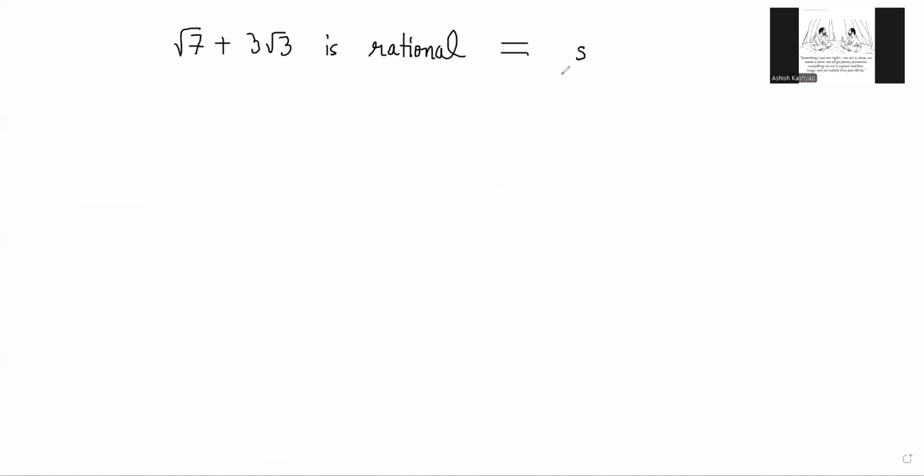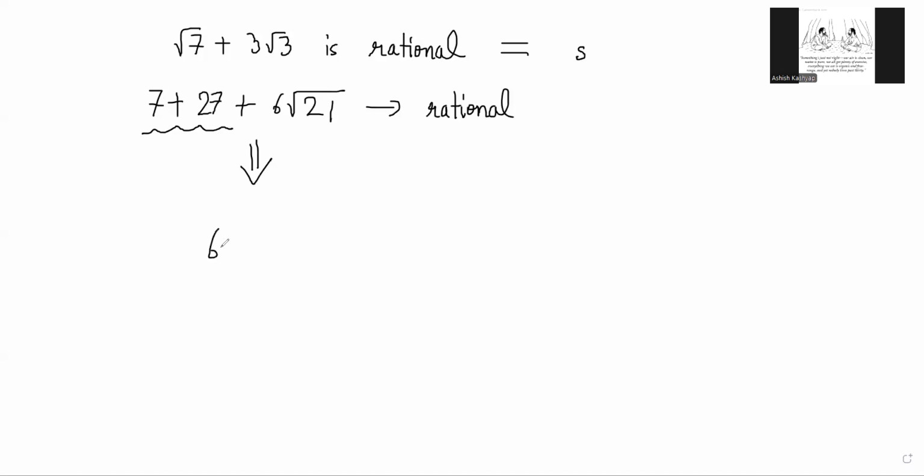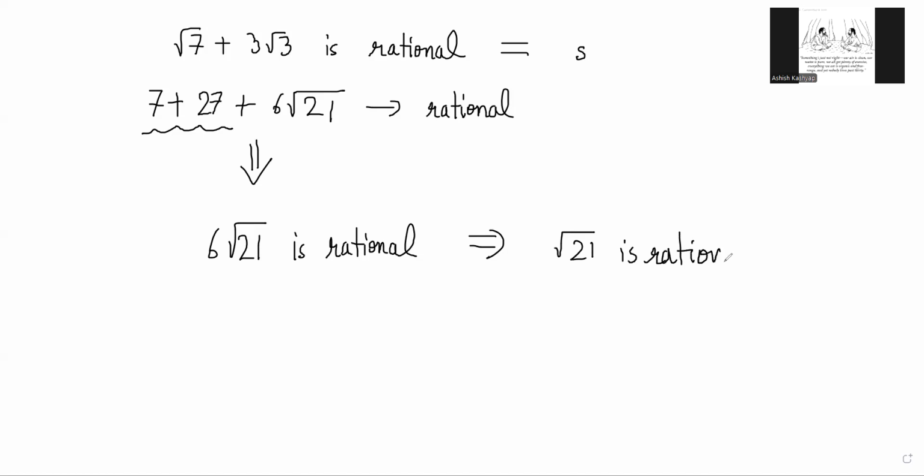Let's call it small s. So square it, you'll get 7 plus 27 plus 6 times root 21 is also rational. And obviously, this part is an integer. So this implies that 6 times root 21 is rational, which implies that root 21 is rational. And this is a contradiction because the statement of the problem said that root n is irrational if n is not a perfect square.